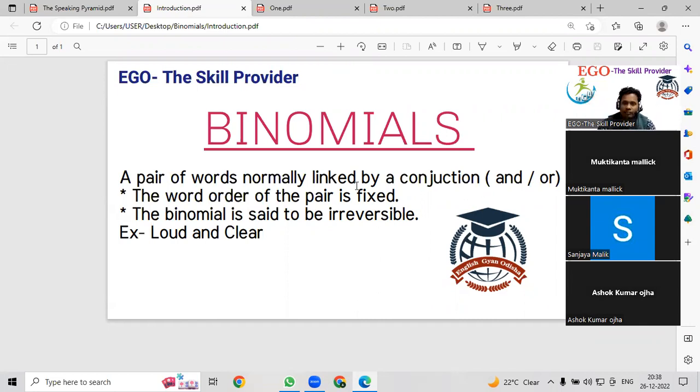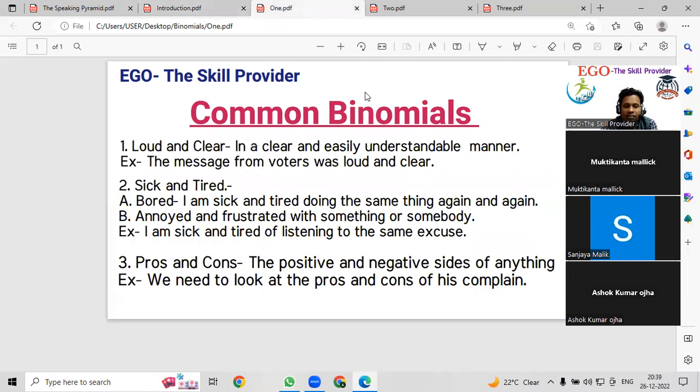Today we are going to focus on some of the binomials. Just check it out. This is the first common binomial. The first one is loud and clear. You guys have been using it, but let me give you all the details today. Loud and clear is used as an adjective in a sentence. It means in a clear and easily understandable manner.